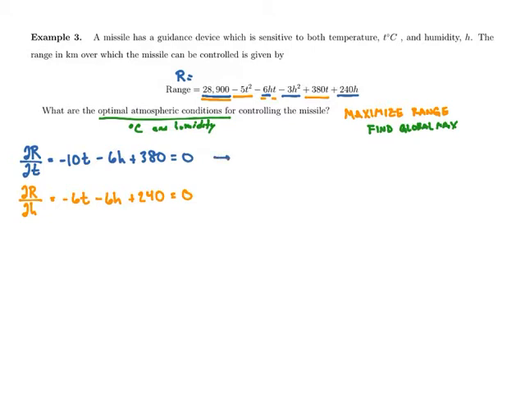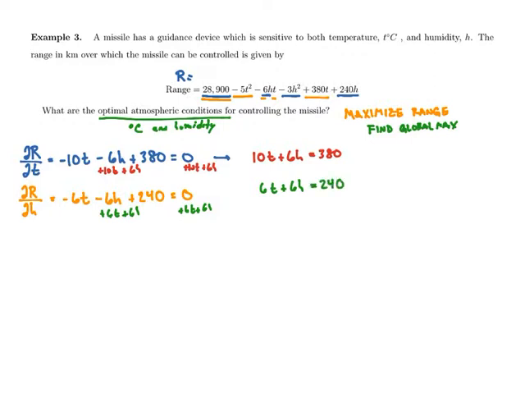So this first one, if we add the 10t and the 6h over to both sides, we can write this as 10t plus 6h is equal to 380. And if we do the same thing on the other one, let's add 6t and 6h to both sides. We're going to flip it around as well. We get 6t plus 6h equals 240.